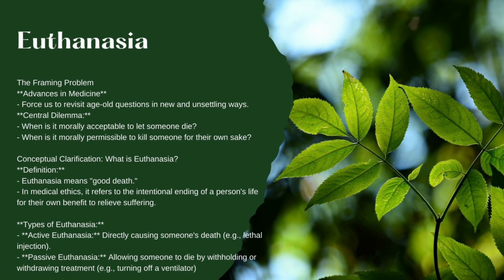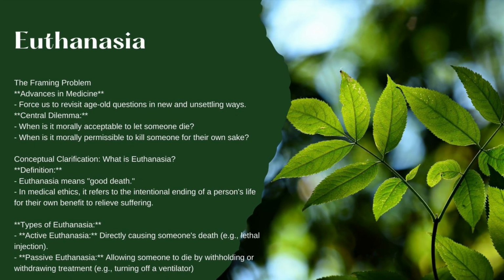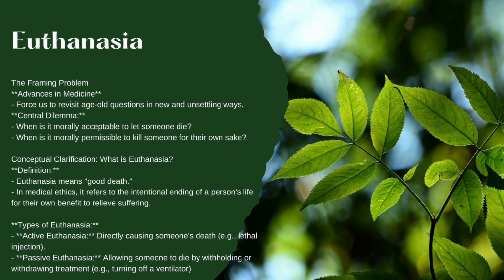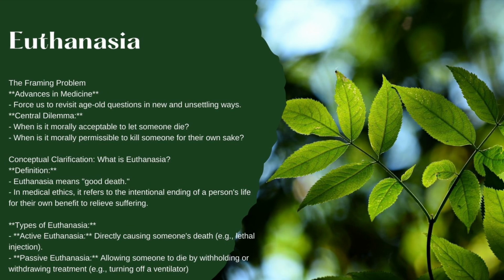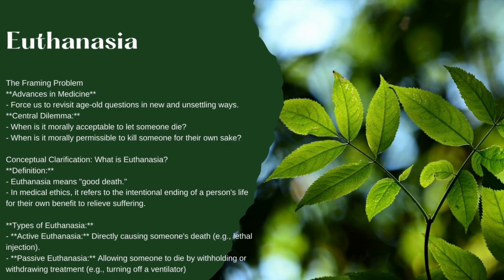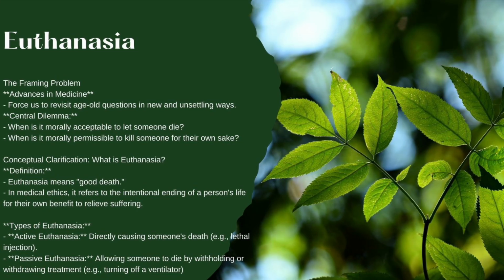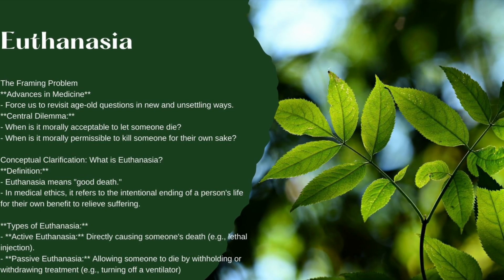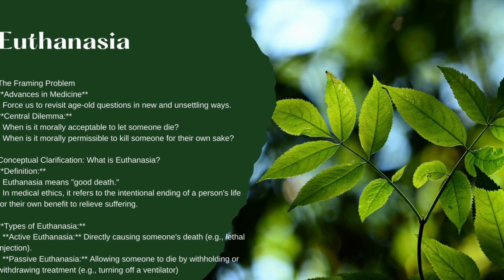Advances in medicine now force us to revisit age-old questions in new and often unsettling ways. One of the central dilemmas in this topic is this: when is it morally acceptable or even obligatory to let someone die? And when, if ever, is it morally permissible to kill someone for their own sake? We'll examine the moral distinctions between different types of euthanasia, discuss famous legal cases, if there is time, and also analyze how ethical theories like utilitarianism, Kantian ethics, and natural law approach these dilemmas.